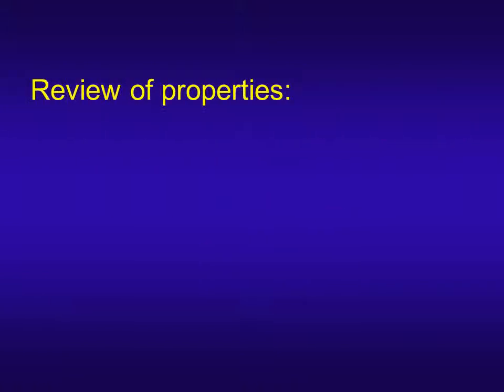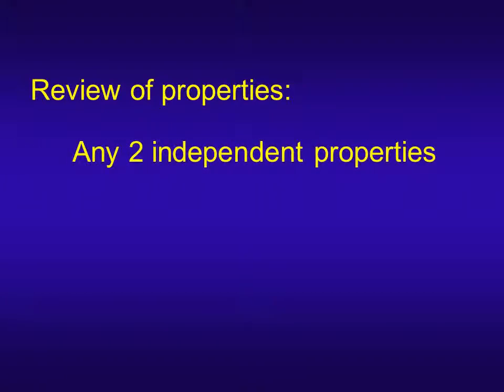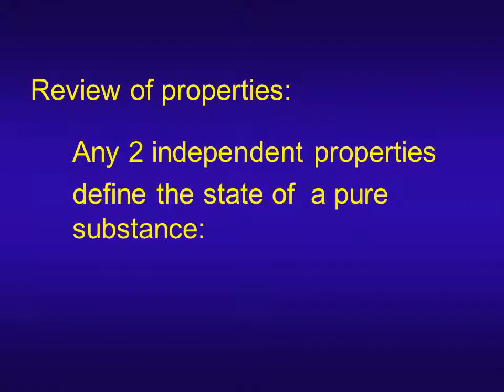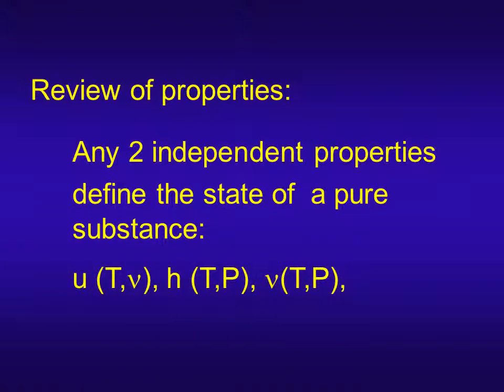Okay, let's review everything we've done so far from modules 1 through, or let's say especially modules 2 and 3. Any two independent properties define the state of a pure substance. So for instance, we can find the internal energy from the temperature and volume, find the enthalpy from the temperature and pressure. Fine, you give me two properties, I'll find the third.